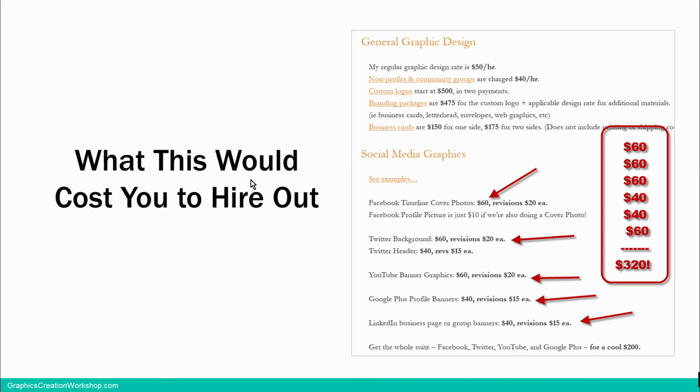Compare this to what it would cost you to hire out. So I did some Google searches and I found this designer who's $50 an hour. Custom logos start at $500. Business cards are $150 for one side, $175 for two. But look at what he charges for social media. $60 for Facebook timeline covers, Twitter background is $60, YouTube banners $60, Google Plus $40, LinkedIn $40. You add all this up and it's $320.